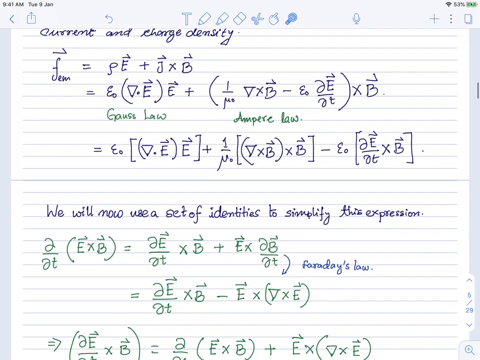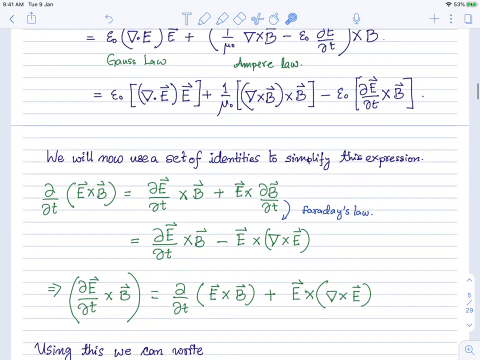Now it's time again to do some algebraic manipulations. If we start with E cross B and take a time derivative on E cross B, then we see that the time derivative can act on E as well as on B. So we'll get two terms. Here it has acted on E, and here it has acted on B.